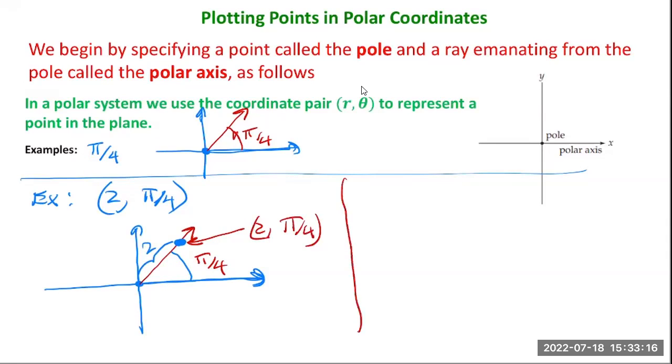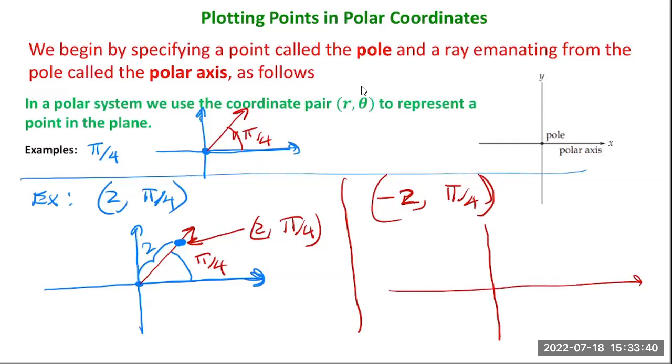Let me do another example here. This time minus 2 comma pi over 4. How do we mark this point? As you can see in the second example, the angle is the same. Only r is different. This time it's minus 2 instead of plus 2. How do we handle that? First of all, you need to draw the polar plane. So this is your polar plane. The first thing that you do is you measure this angle pi over 4. It's a positive angle, so you measure pi over 4 in the anti-clockwise direction. And this is the direction specified by that angle pi over 4.